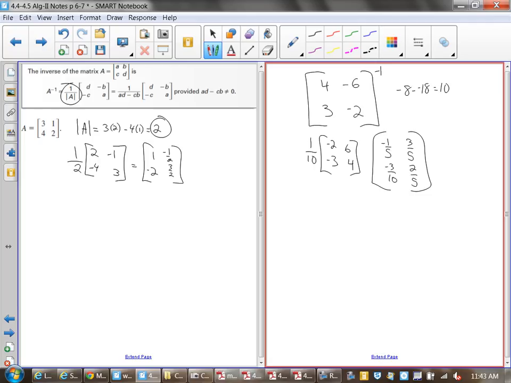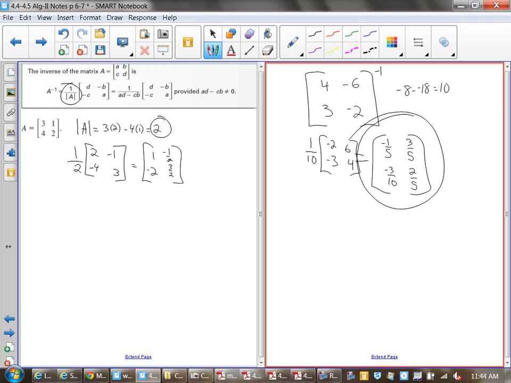So easy. So the inverse. Now remember, this is the answer. That's the inverse of the matrix. Leave it like that: 1 over 10 times negative 2, 6, negative 3, 4, and it equals that. So this matrix here is the inverse of that matrix. If I was to multiply those two matrices together, I would get the identity matrix, 1 on the downward diagonal.